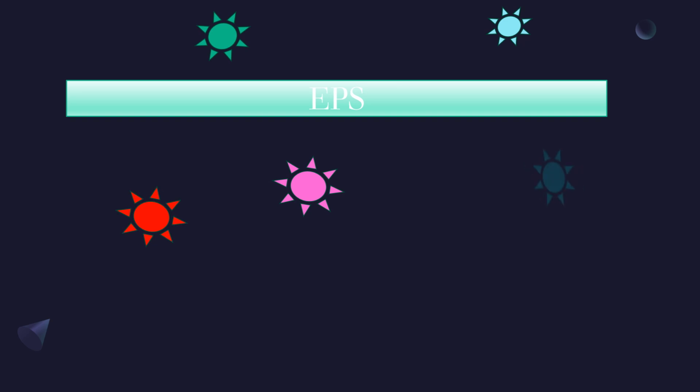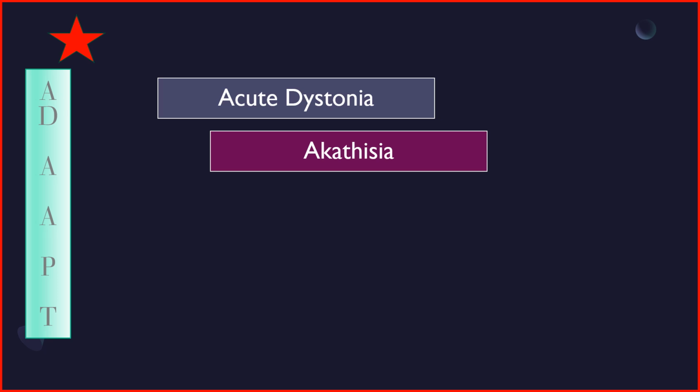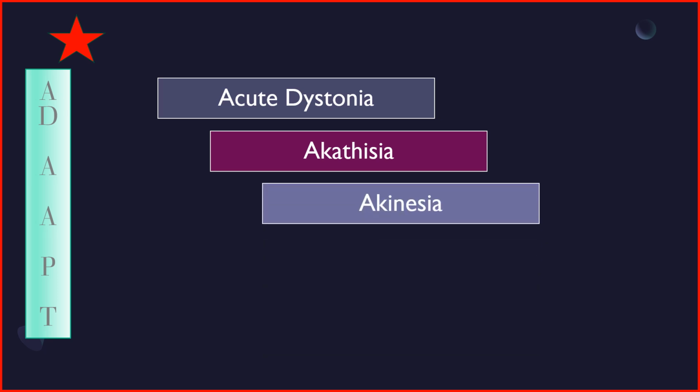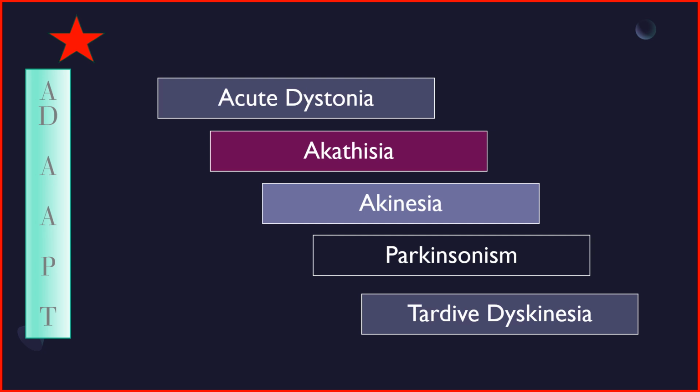Extrapyramidal symptoms. The mnemonic for extrapyramidal symptoms is ADAPT, or ADAAPT. Acute dystonia, akathisia, akinesia, Parkinsonism, tardive dyskinesia.